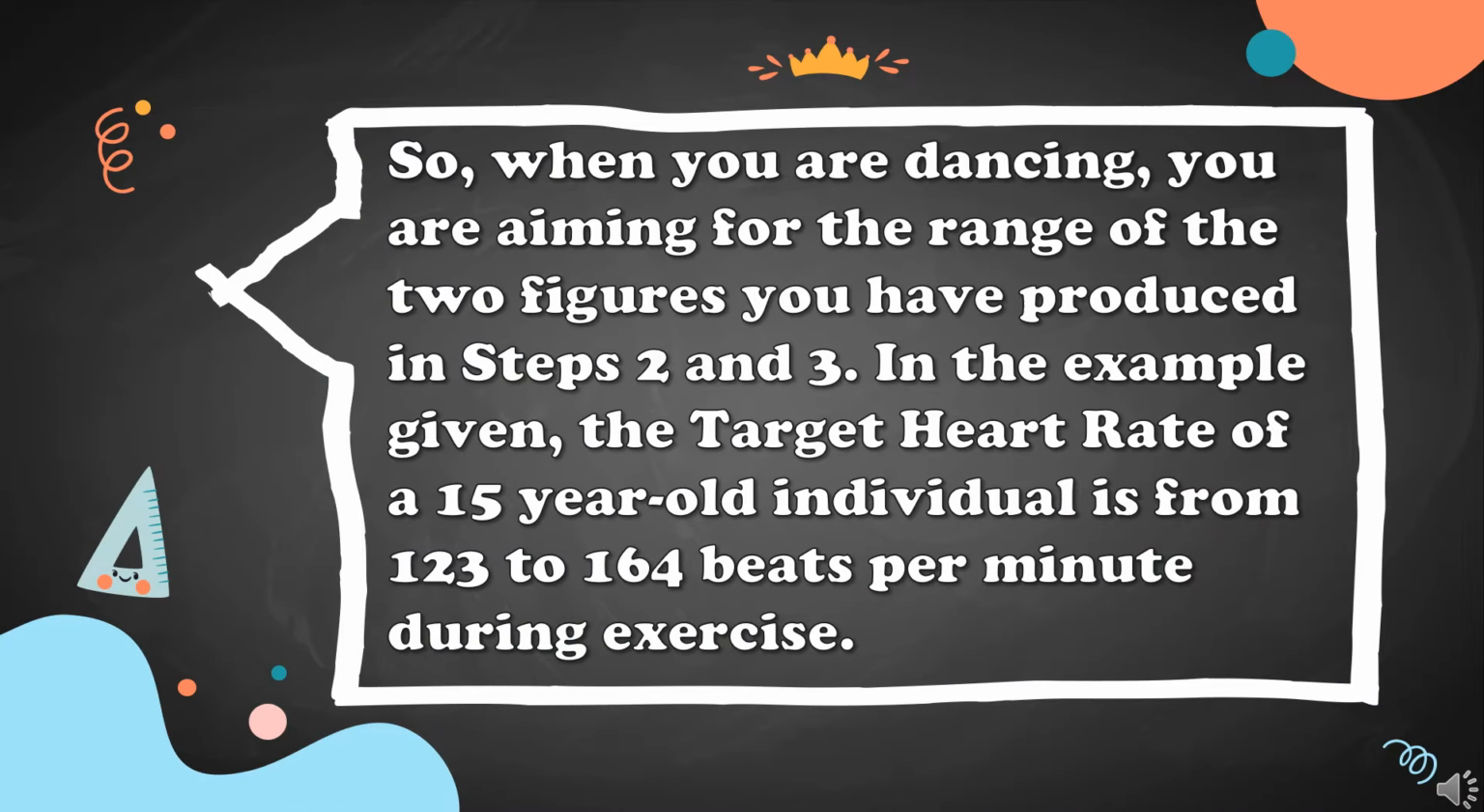So, when you are dancing, you are aiming for the range of the two figures you have produced in step 2 and step 3. In the example given, the target heart rate of a 15-year-old individual is from 123 to 164 beats per minute during exercise. Go ahead and try these steps using your actual age to know your target heart rate during every dancing activity.